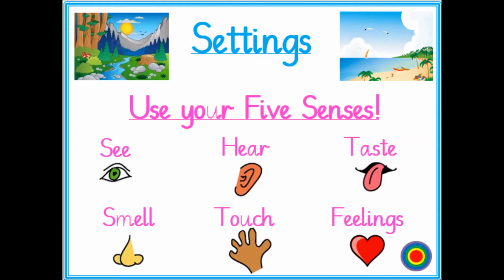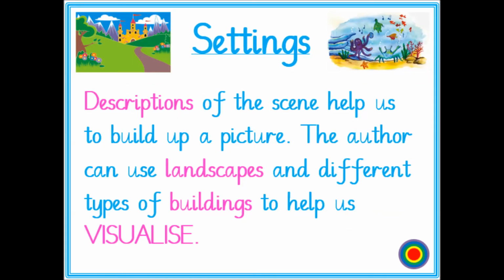You can see that there are two pictures at the top of the page here, very different from haunted houses, and I'm certain that you would feel something about them that would be different from how you feel about a haunted house. Descriptions of the scene help us to build up a picture. The author can use landscapes and different types of buildings to help us visualise. We've got pictures of landscapes here, although one of them is under the sea. And in one of the landscapes, on the left-hand side, there's a building, a castle.